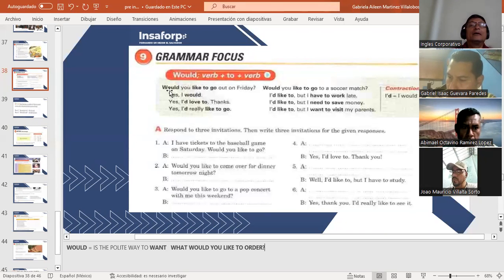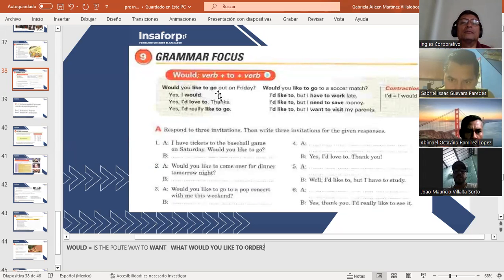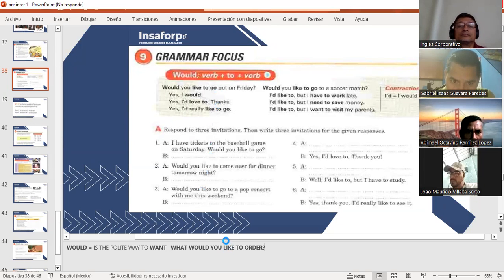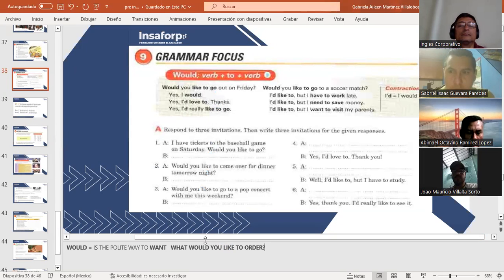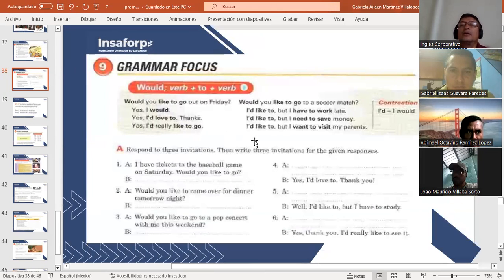So here, you see the example. Would you like to go out on Friday? You are inviting a friend, your cousin, your brother, your girlfriend, somebody. If the people accept, they're gonna say, "Yes, I would," or "Yes, I'd love to," or "Yes, I'd really like to go." So we can ask in those three different ways. So far, so good. Questions?